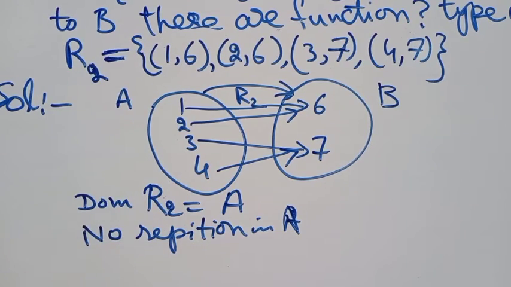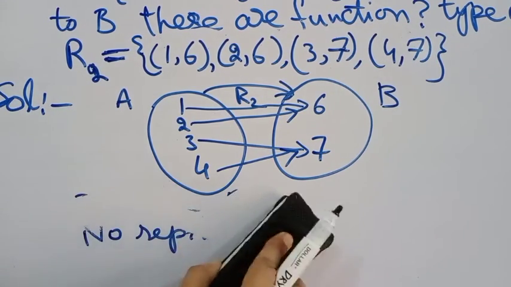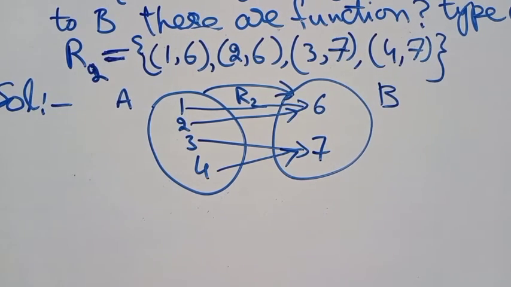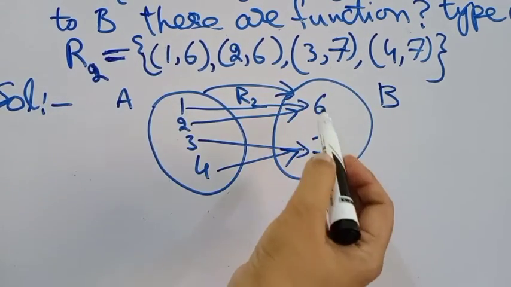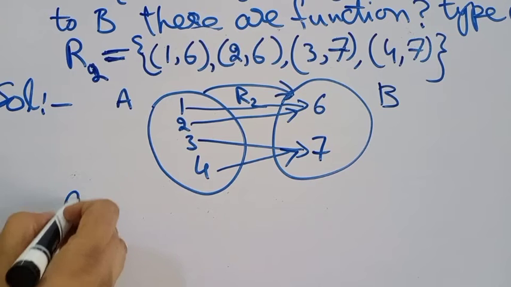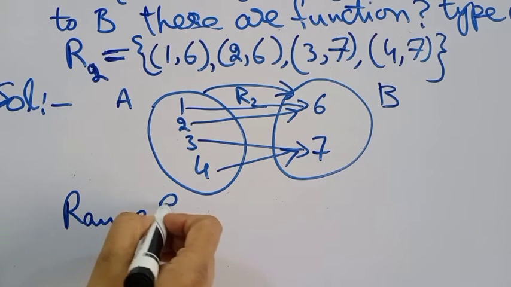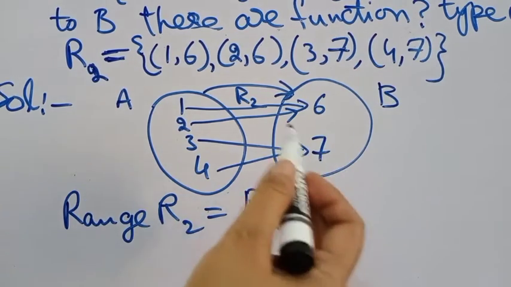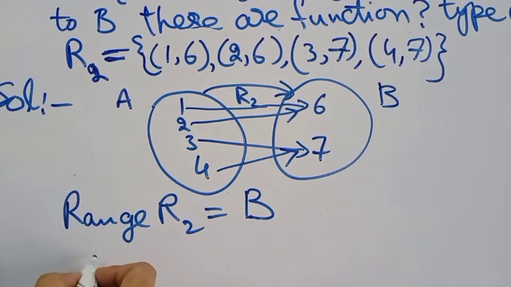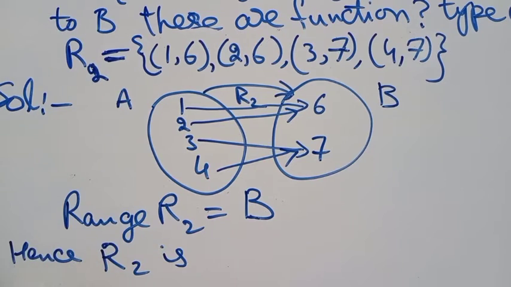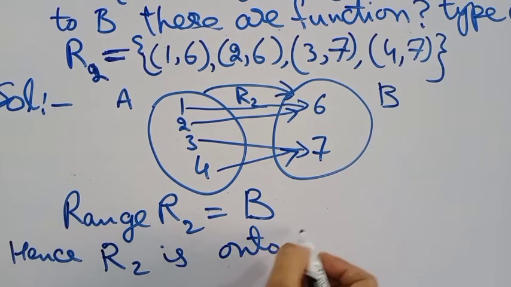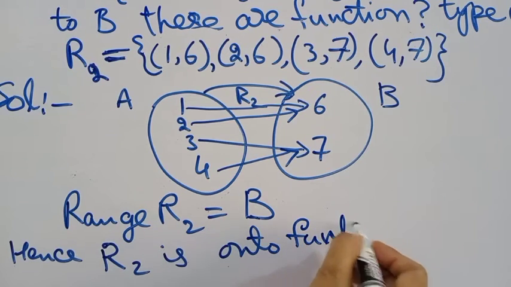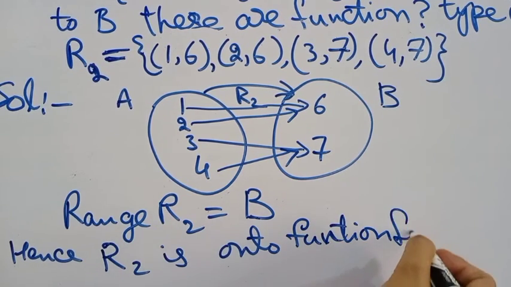Now next we check what type of function it is. For this purpose we have types to observe. We observe that the range of R2 is equal to B. The range covers all elements of B. It shows that R2 is an onto function from A to B.